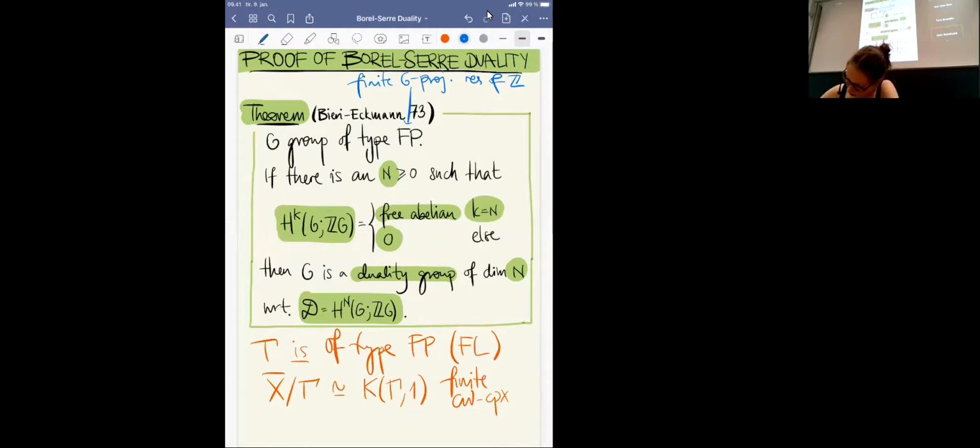So I want to stress here that to get this, we only use the existence of a compactification of a classifying space which has the structure of a finite CW complex. So we're still not using explicitly the structure of the Borel-Serre compactification. This is not where the technical stuff comes in. Okay, so we can use this theorem. We have a group of type FP.